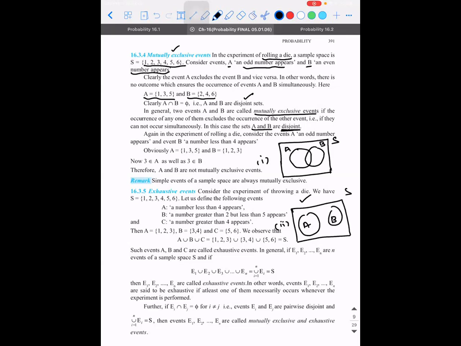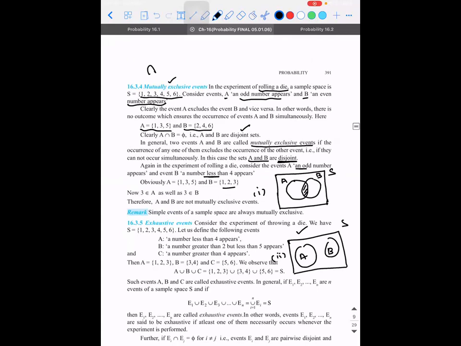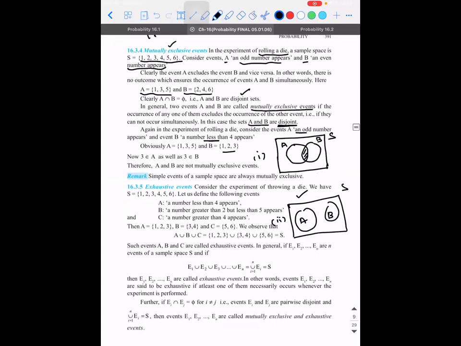Again, in the experiment of rolling a die, consider the event A as an odd number and event B as a number less than 4 appears. So event A will be 1, 3, 5. Event B will be 1, 2, 3. What is A intersection B? It is 1 and 3. So they are not mutually exclusive events because they are not disjoint sets. I hope it is clear. For mutually exclusive events, what is the operation we'll use? We'll use intersection.